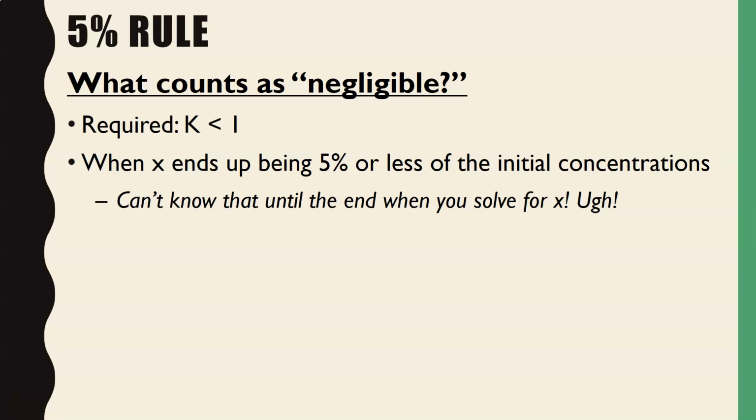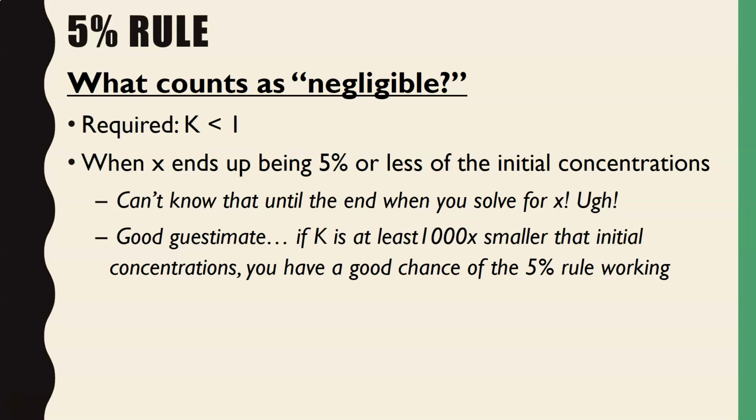So what you're going to do is guesstimate. You're going to do a guess. If K is at least 1,000 times smaller than your initial concentration, you stand a good chance of the 5% rule working. If you're 900 times smaller, probably, maybe, I don't know, you've got to guess, right? You're guessing. So what you're going to have to do at the end is check whether or not it worked. Once you use the 5% rule, you've simplified your math, you've avoided the quadratic equation, you've got to check to see if it was a good guesstimate.